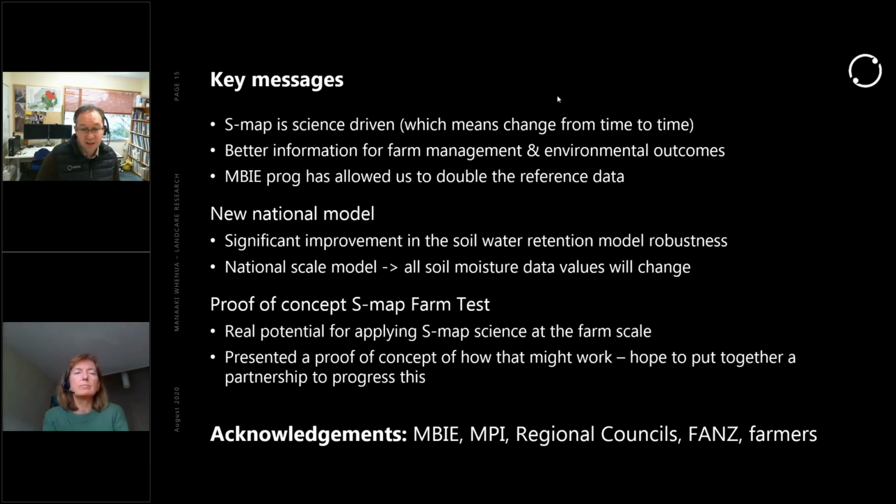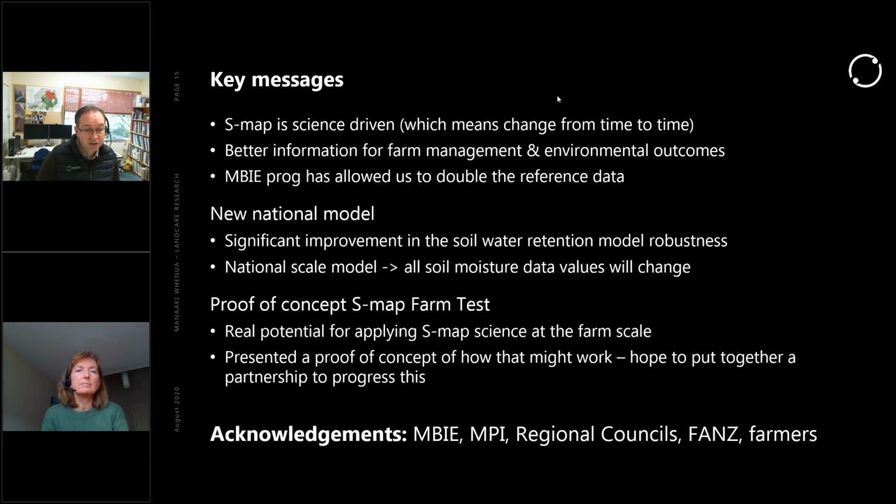It's important to recognise it's a national scale model, so we're predicting across all of the variability of soils in New Zealand, so that will mean that all of the soil moisture values associated with those soils will change when you use a national model. We've also been working on a prototype Smap farm test, so how we can downscale Smap to the farm scale, and it's showing real potential for applying Smap science at the farm scale, and we've been looking for a method such as this for a number of years now, so we're actually starting to hone down into something which is workable now.